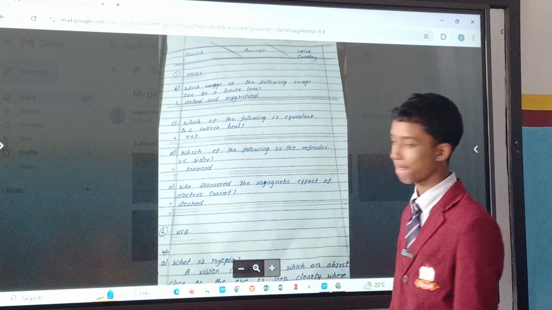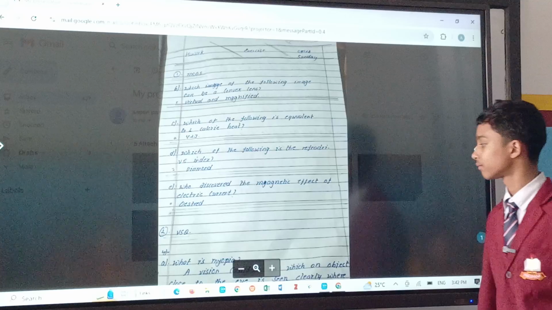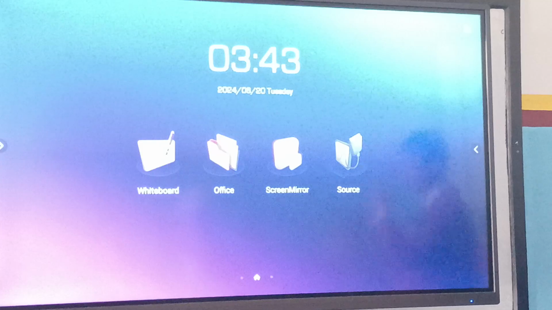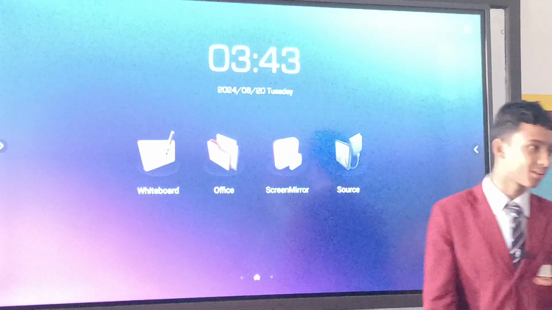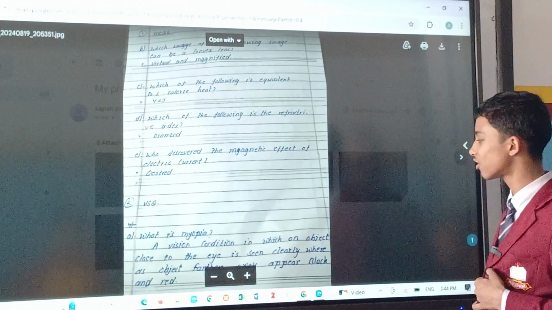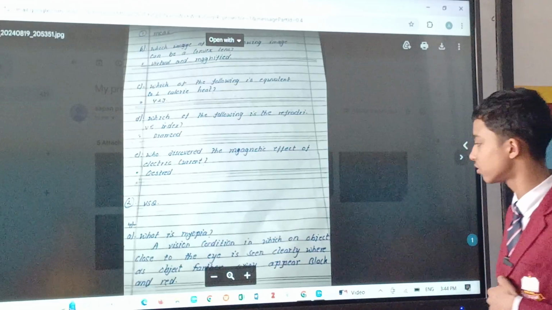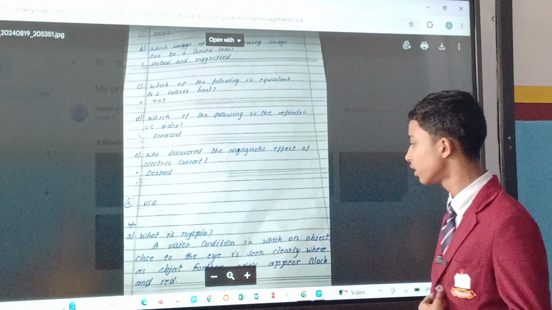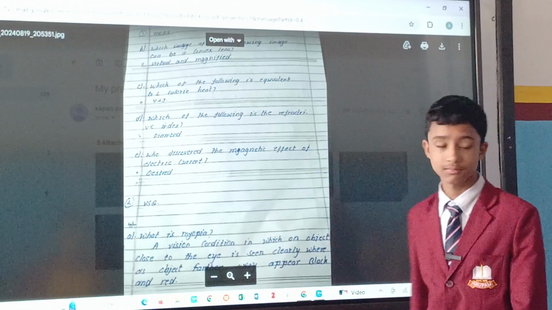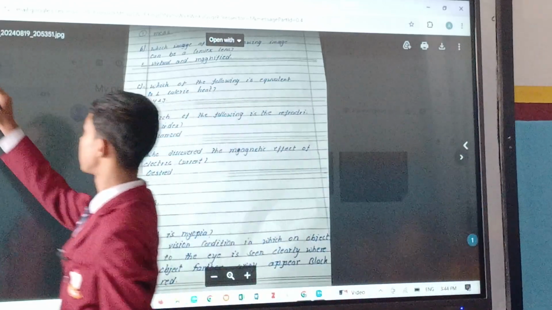Next question: what is myopia? It is a vision condition in which an object close to the eye is seen clearly, whereas objects farther away appear blurred. It is known as myopia.